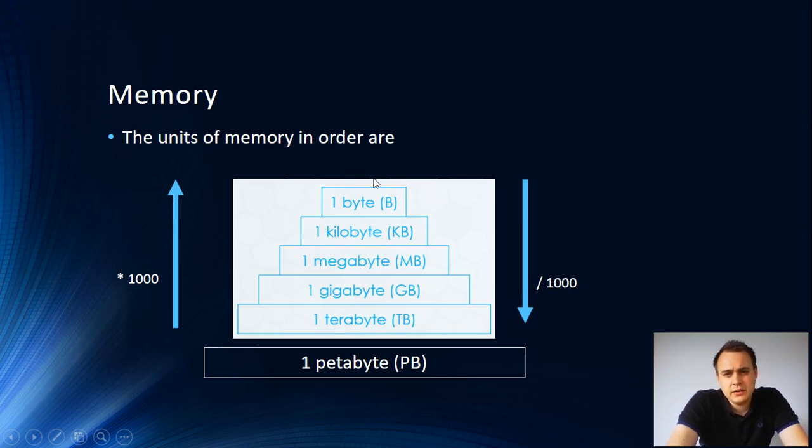Okay, so let's try converting 5,000 kilobytes into megabytes. Well, here, this arrow just here says divide by 1,000 when we go down. We're on kilobytes and we need to end up on megabyte. So 5,000 divided by 1,000 makes 5 megabytes. So 5,000 kilobytes is 5 megabytes.